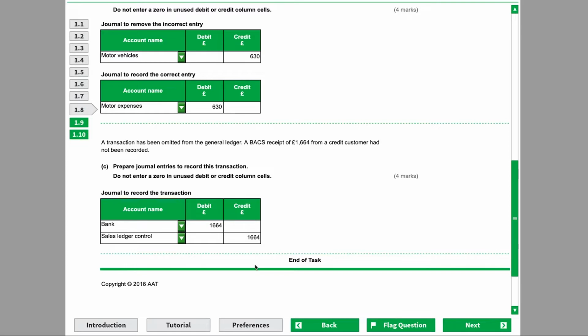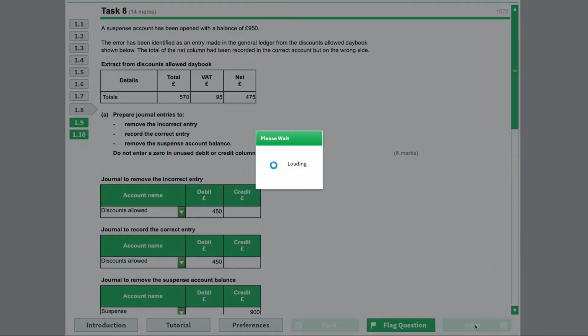Slightly more challenging, that one, especially if you struggle with double entry, because you need to recognise what the entry should have been in the first place before you can correct them. So now moving on to task 9.